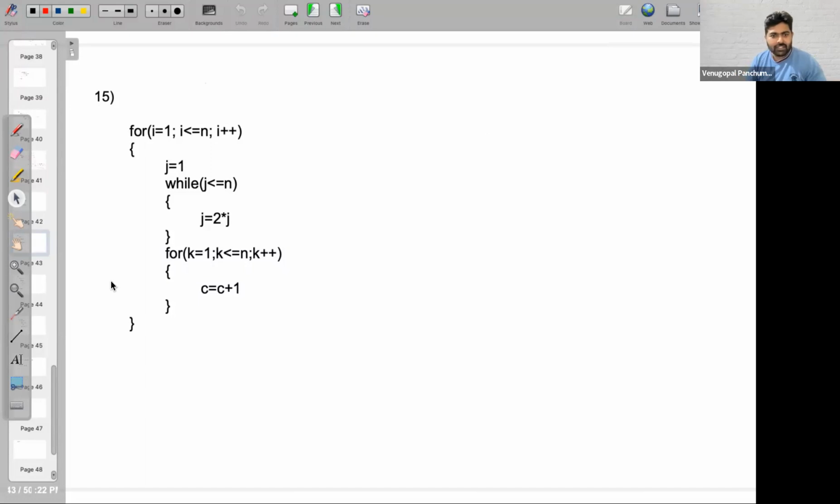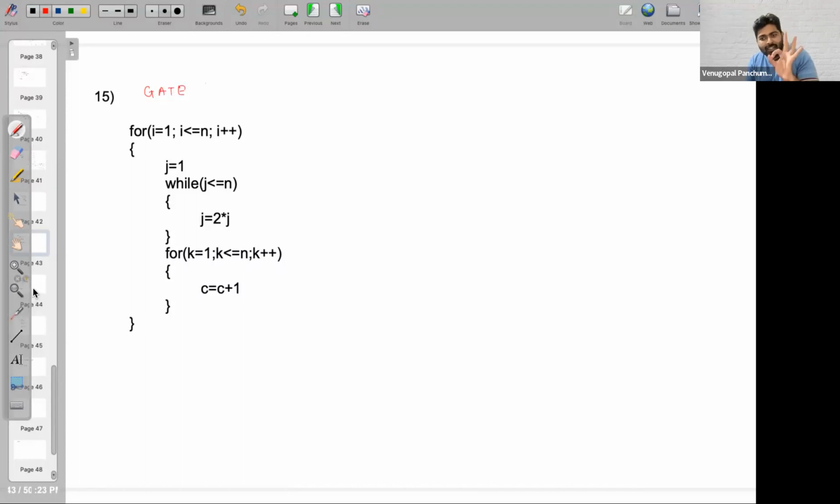See, this is multiplication, friends. This is not exponential, this is simple multiplication. This is the standard log n template. Looks like dependent, but it is independent. Yes, this is also a previous year GATE question.